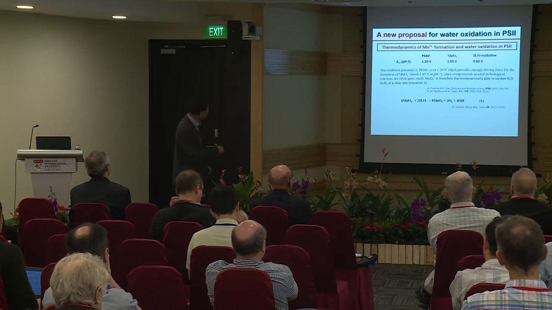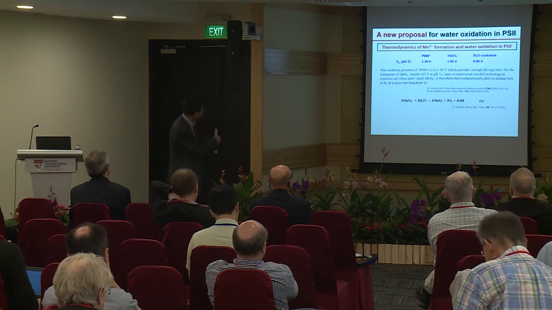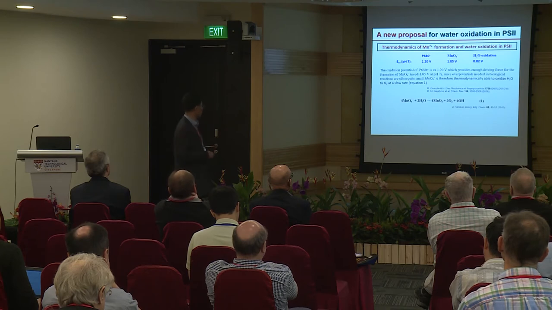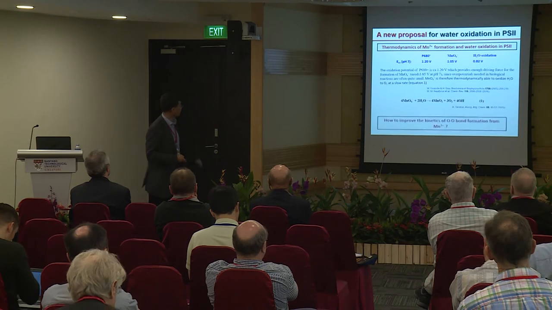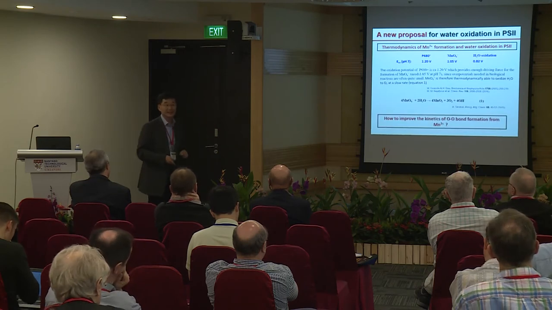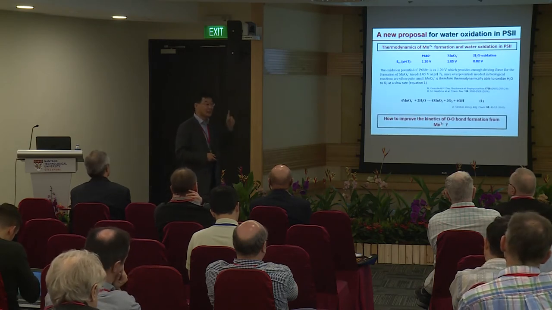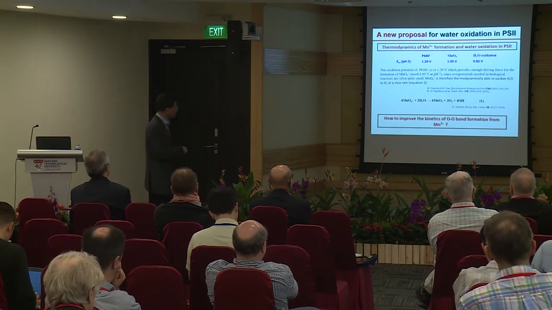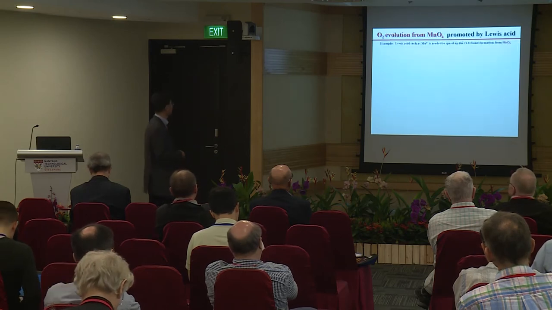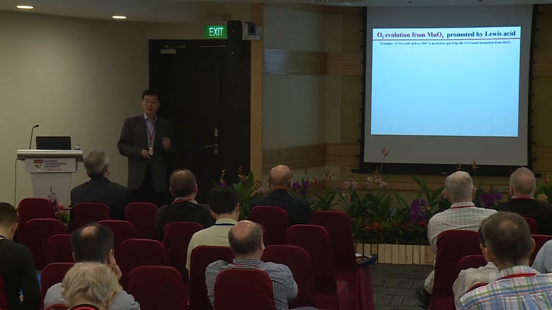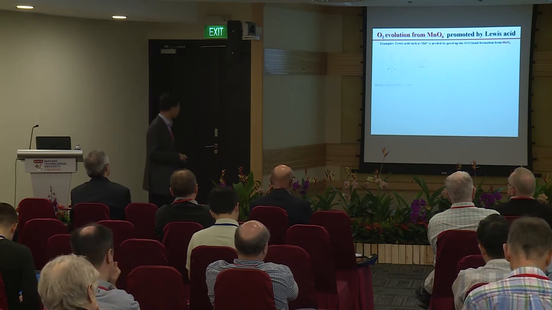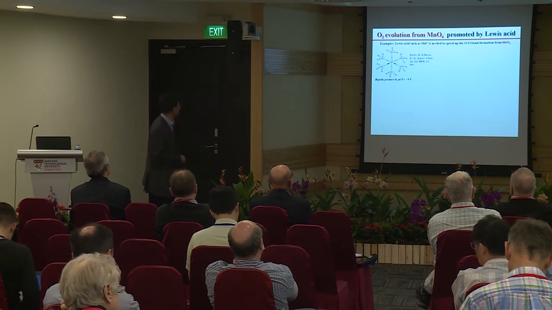And also, to oxidize water at pH 7, you see the overpotential is good enough to drive this reaction. And it's also known for 100 years that permanganate can release oxygen, but the kinetics is very slow. So how to improve the kinetics of O-O bond formation from manganese(VII)? That's the question. So I will give you some examples to show you the way to promote O-O bond formation from permanganate.